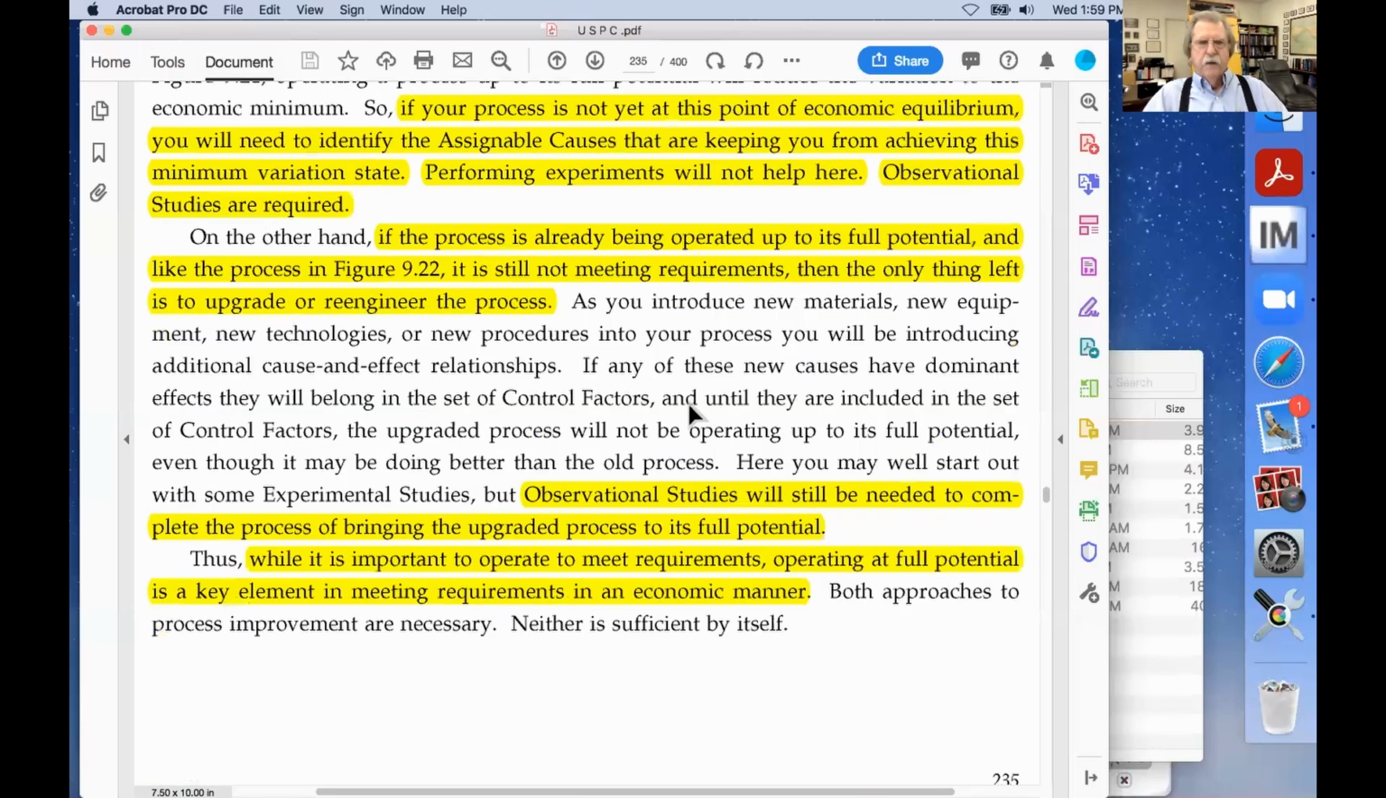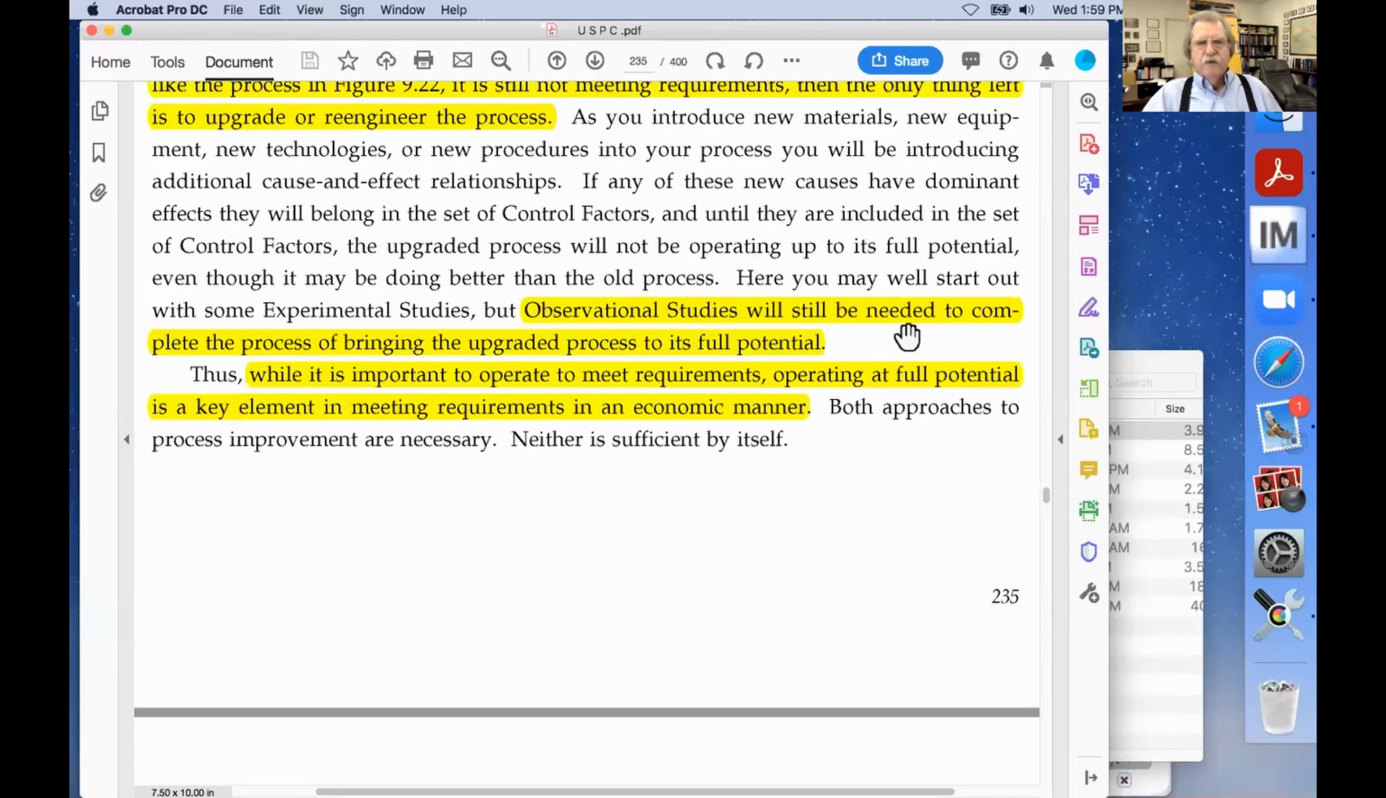So observational studies will be needed to complete the process, bringing the upgraded process to full control. While it is important to operate to meet requirements, operating at full potential is a key element in meeting requirements in an economic manner.